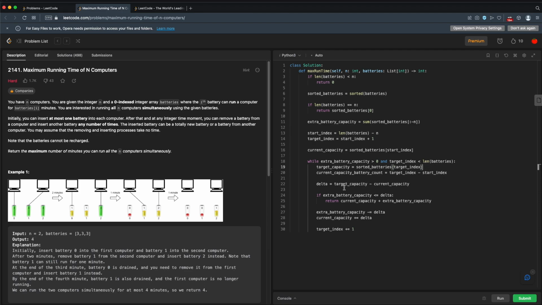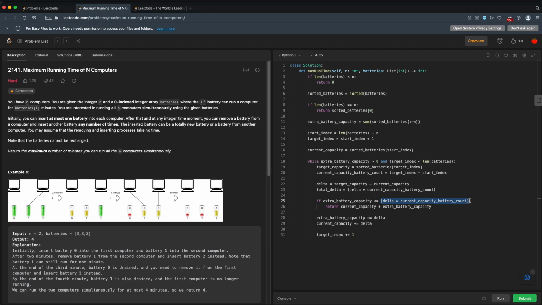All right, we can keep our delta, but we now need to use this delta to raise a certain number of batteries. So we have to multiply this by the current capacity battery count. Okay, so now the total delta we're looking for, actually maybe I should use total delta. Yeah, I'll do that. So the total delta we need, that's delta times the number of batteries.